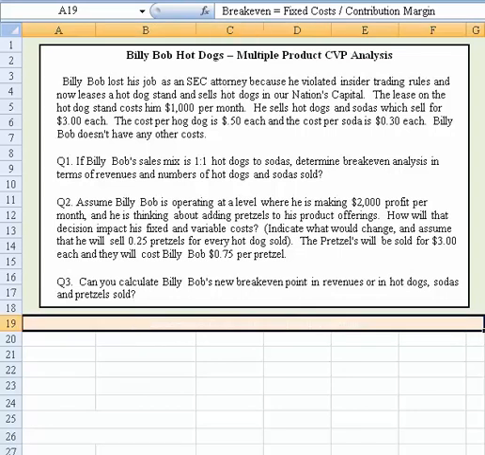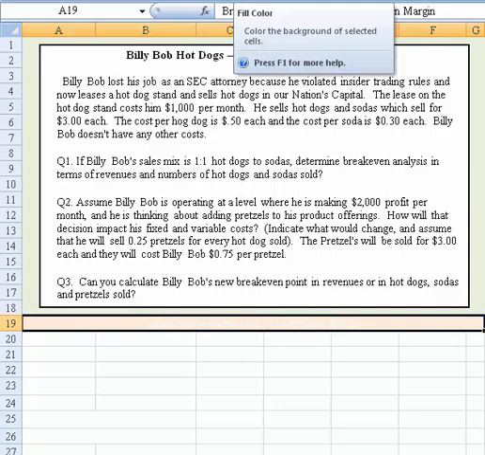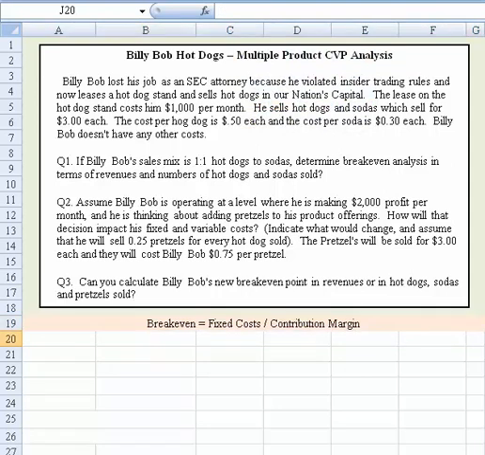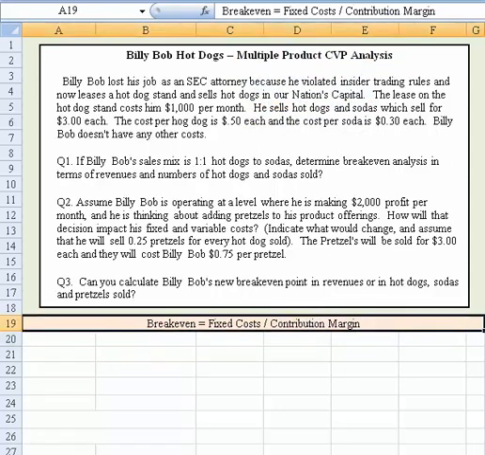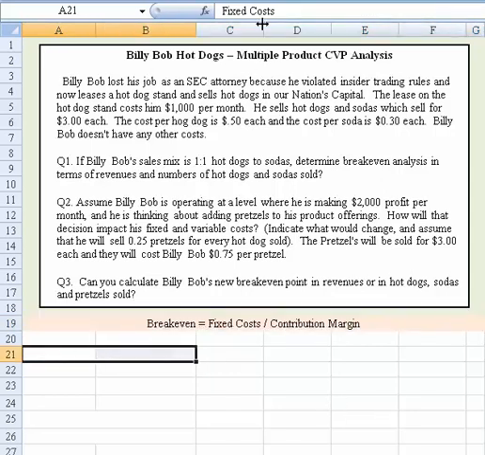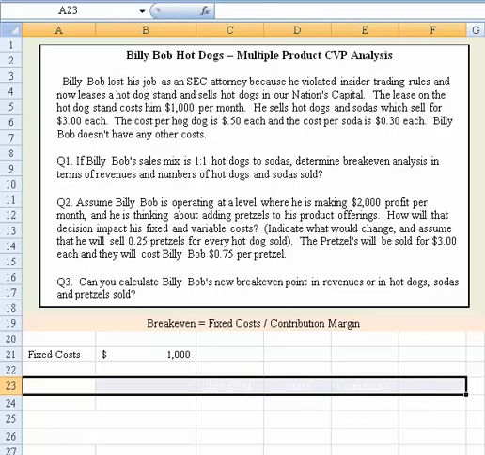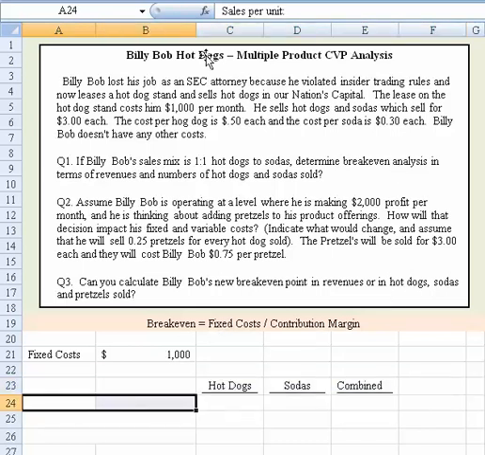Now, I've worked this ahead of time just to save a little bit of time in putting through the demo. So let me turn the color to black here, and we'll work this one. What I've done there is listed the break-even formula, which is fixed cost divided by contribution margin. Once we know that, let's jot in fixed cost, which is $1,000 per month. And then the next thing I think we want to do is label hot dogs, sodas, and combined. There's a number of ways to solve it, but this is how I would do it.